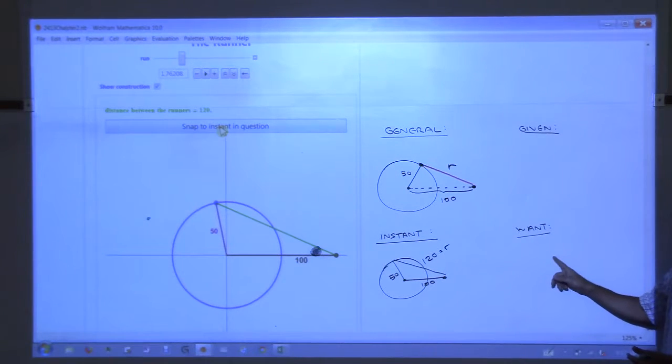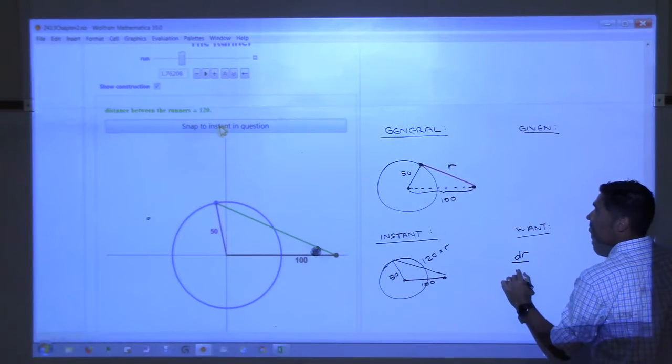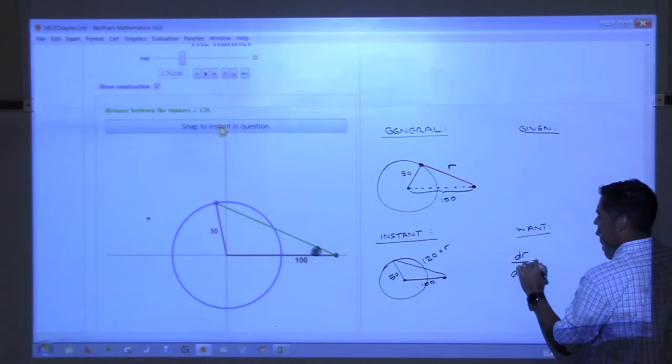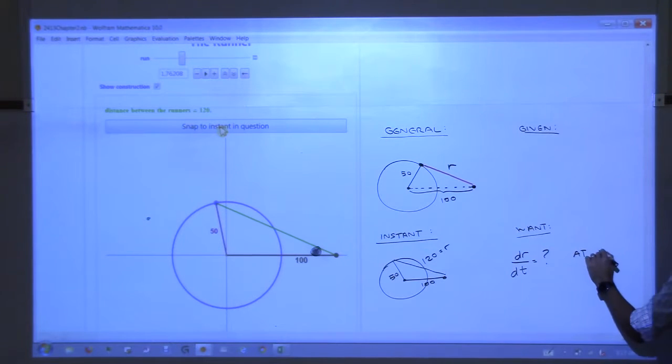What about what we want, though? What do we want in the problem? dR/dt. We want to know the rate at which the length of R is changing with respect to time. We want that at what moment? At what exact moment do we want that? At R is 120 meters, right?